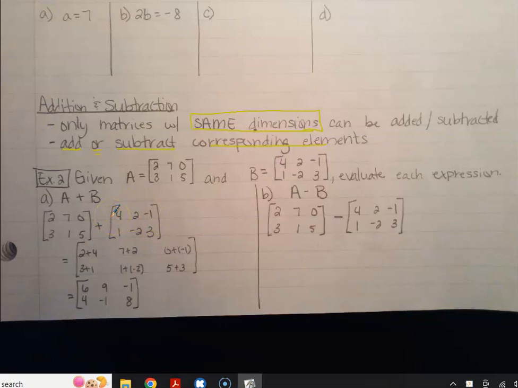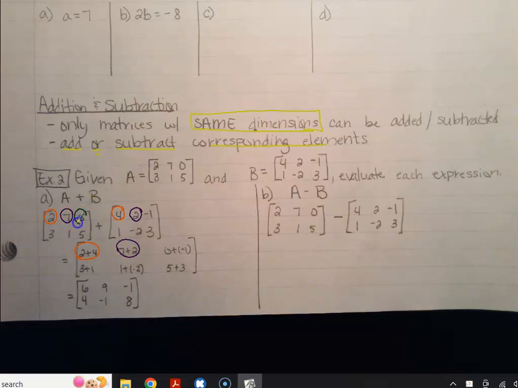So it says to add or subtract, though, we add and subtract the corresponding elements. So this is addition. So corresponding elements are 2 and 4. So that's why this first place says 2 plus 4. The next element is 7, and this one is 2. So that's why this middle, like first row, second column, is 7 plus 2.